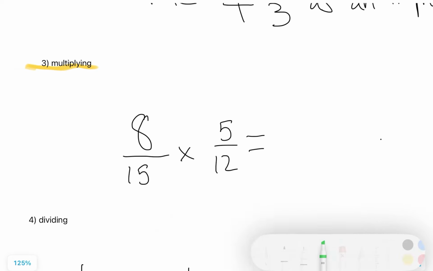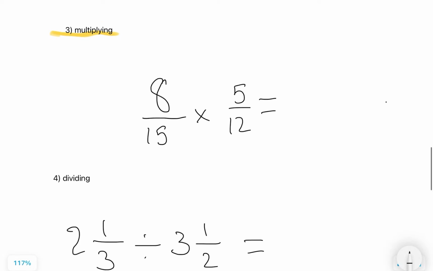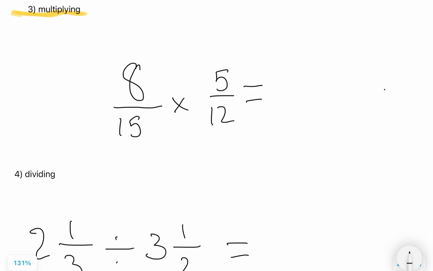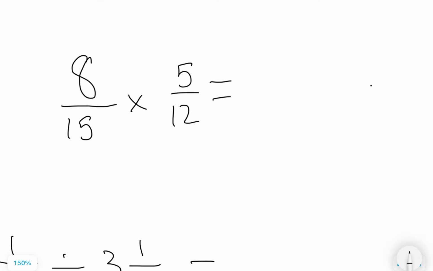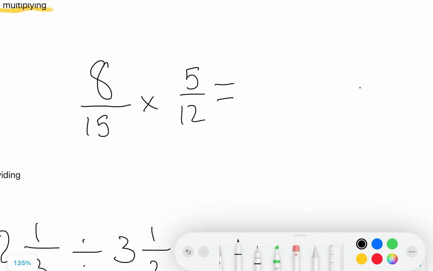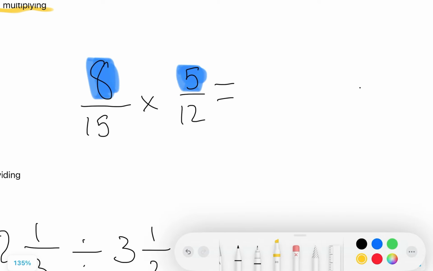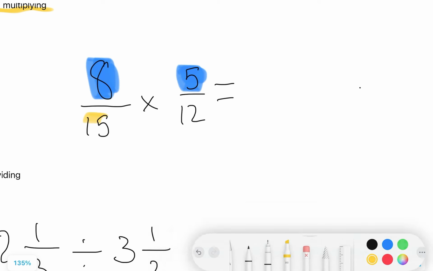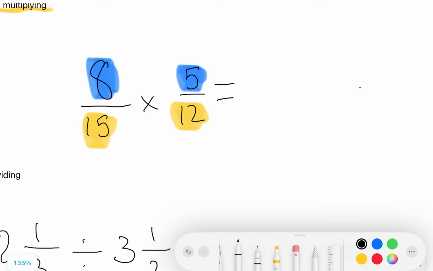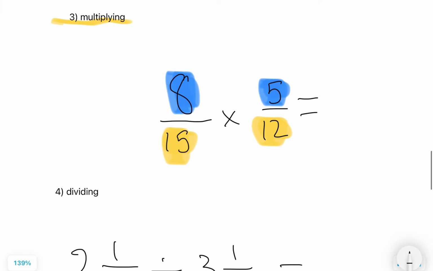Okay, now let's talk about multiplying. So multiplying is pretty easy. In order to multiply easily, all you have to do is just multiply the top and the top, and you have to multiply the bottom and the bottom, and you have to do them separately, which is why I've highlighted them in different colors. But before we do this, it's a lot easier to just simplify it.